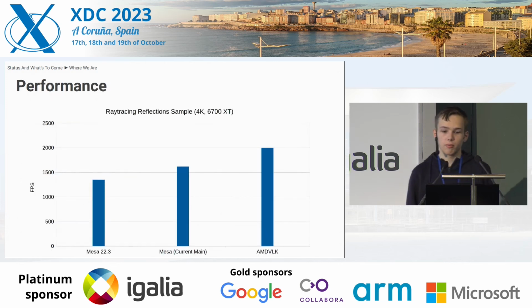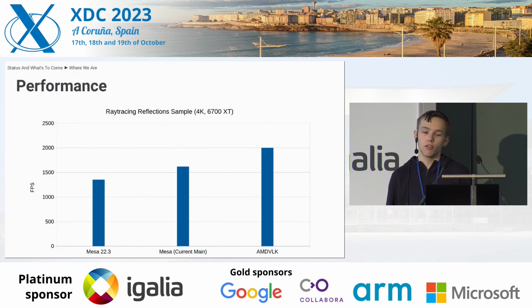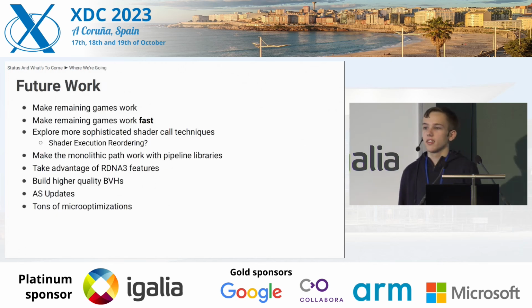We've also made some great progress in performance. In this ray tracing reflection sample, we've gone from around 1300 FPS to around 1600 FPS. Of course, we still have some optimizations to do before we actually match the AMD proprietary driver here, which currently reaches around 2000 FPS. But with that, let's look at what we actually want to do next for ray tracing.